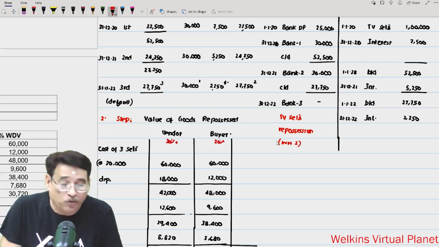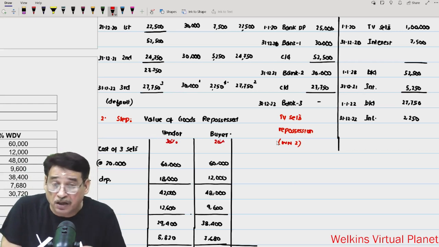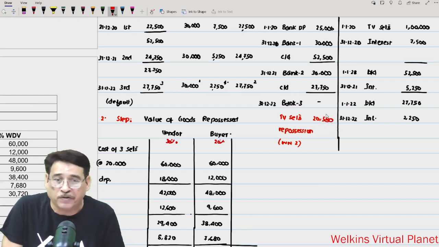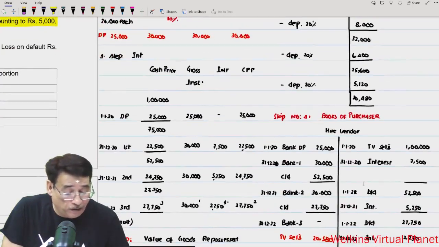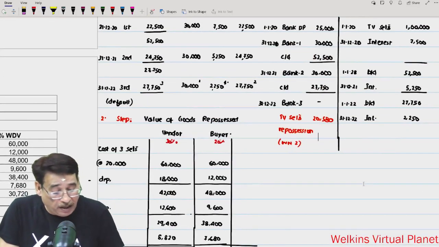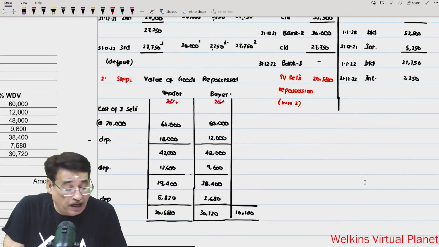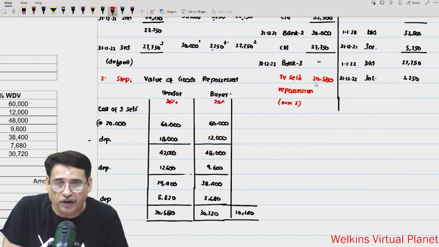You will write in bracket working note number 2, or your step number 2. Under step number 2, you have already computed that the seller has taken back these three sets at 20,580, which we computed. At this value, these three sets have been repossessed. That is the reason why we computed the value earlier. From the seller's perspective, you will have to write the value, because the seller has taken back these three sets at 20,580.